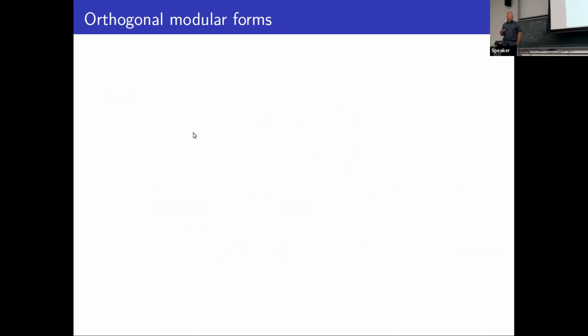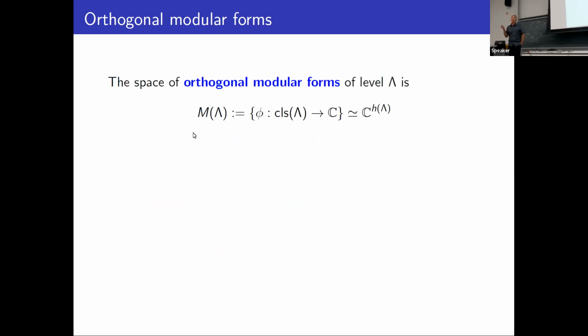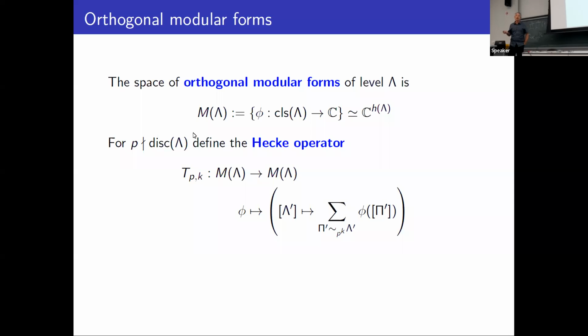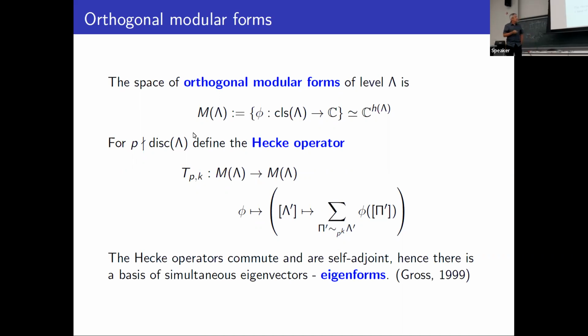So what are orthogonal modular forms? These are just functions on the class set. Very easy. Complex valued functions on the class set. And we can use the P neighbor operation to define the Hecke operators. We just go over all P neighbor lattices, find out to which class they're isometric, and this is the result that we get. This also sounds very theoretic. I should say that these are all self-adjoint and they commute, and we have a common basis of eigenforms. As always, that's the thing we like to do.